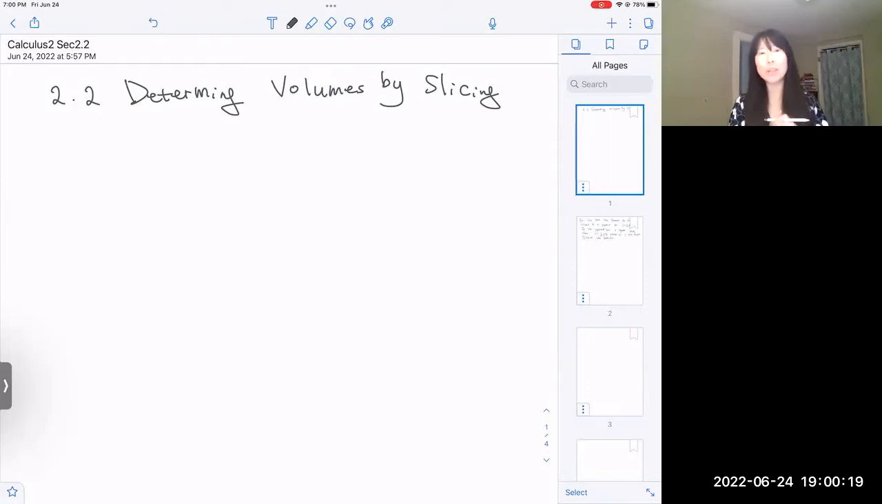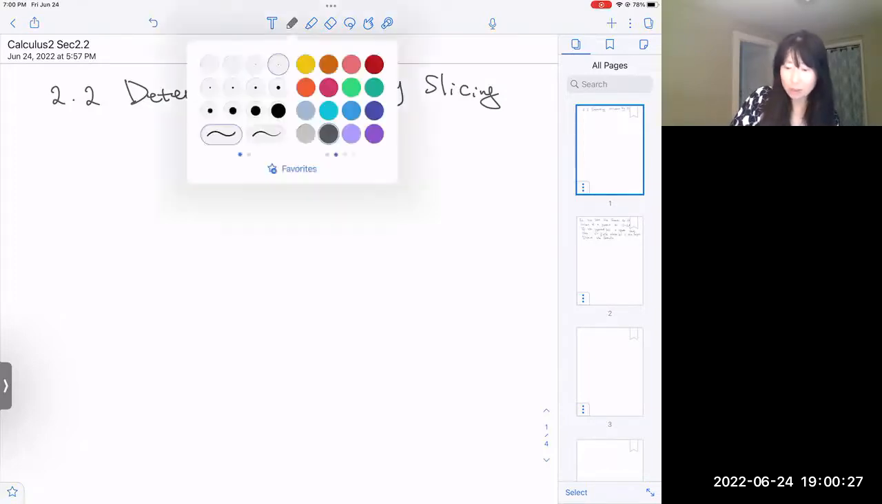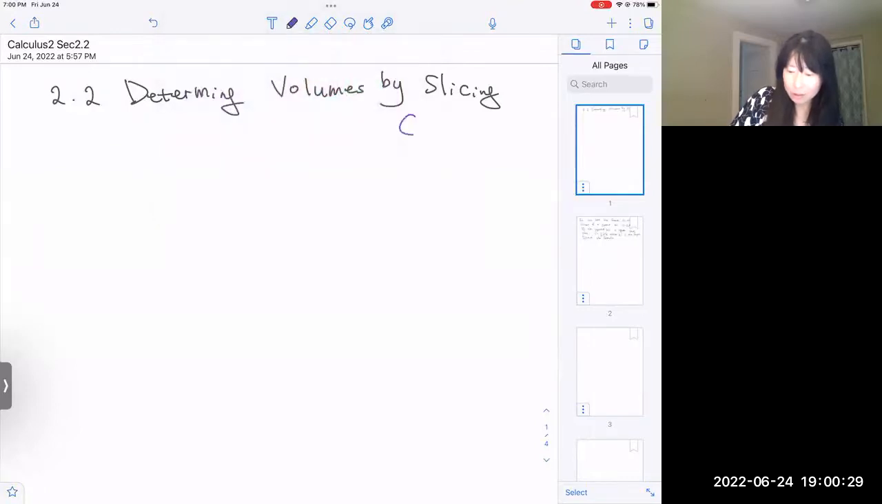Today we're going to talk about 2.2, determine volumes by slicing. Slicing means cutting, right? So cutting. There is a more advanced vocabulary word, which is cross-section.